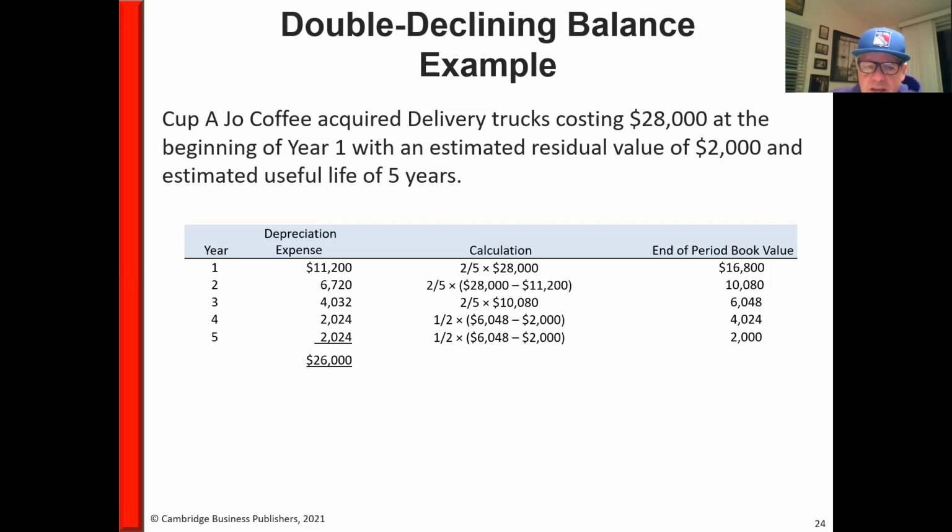So what we need to do in year 4 is we say, all right, how much book value do we have left? And it's 6,048. What's my salvage value or residual value? It's 2,000. So notice what we do in both years 4 and 5. We take 6,048, we subtract out 2,000, which is 4,048, and we got 2 more years left, so we take 1/2. So the depreciation under the accelerated method for years 4 and 5 is just 2,024. And notice that the ending book value, although we ignored the residual value in our depreciation calculation, we end up with a book value equal to that amount.